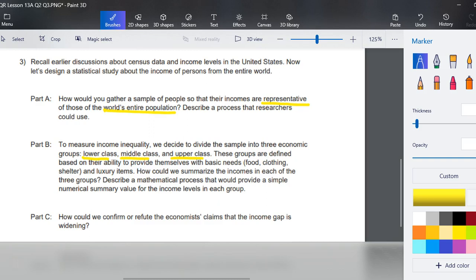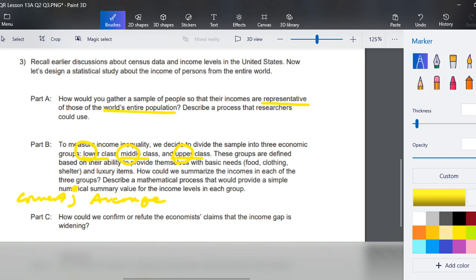Something we could do is to convert the incomes from the sample to a common unit of measure, like United States dollars or like euros. Then we could compute the average income for each of these groups, the average for the lower, the average for the middle, the average for the upper. But remember, first, we got to convert to something common.